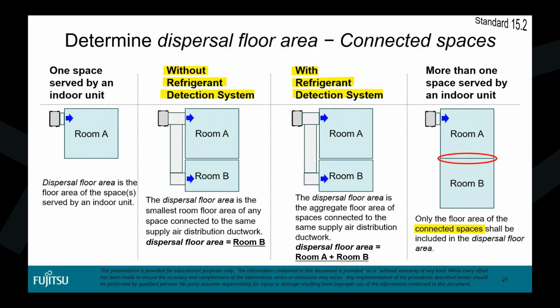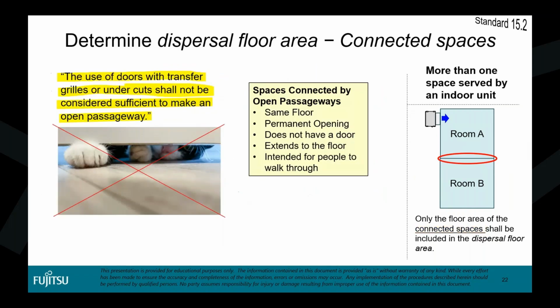Over on the right, they also talk about connected spaces. If they are adjacent to each other, you can have room A and room B next to each other. Can they be connected in between? They can, actually. The standards specifically say on the left that we cannot have transfer grills or undercuts. We cannot have it. It doesn't address height or size or anything. You cannot have it.